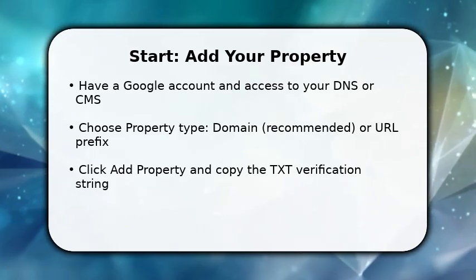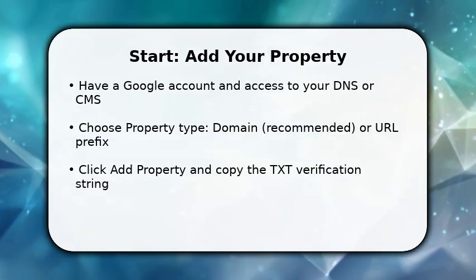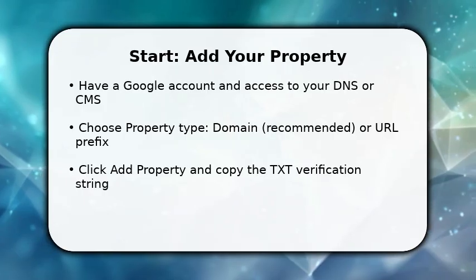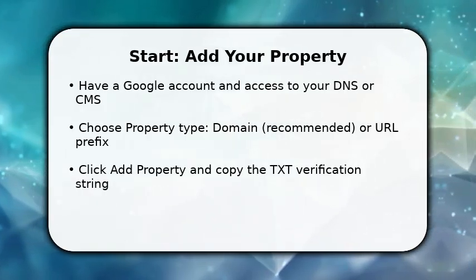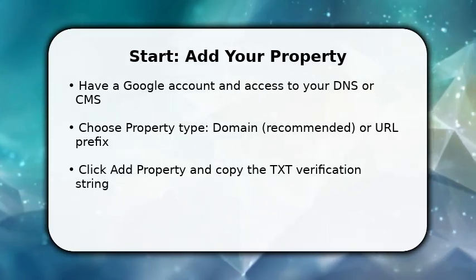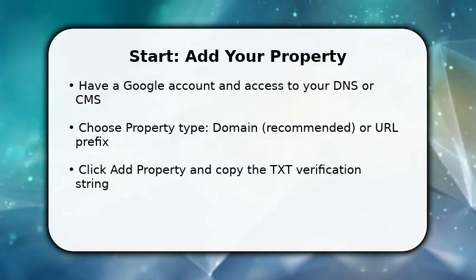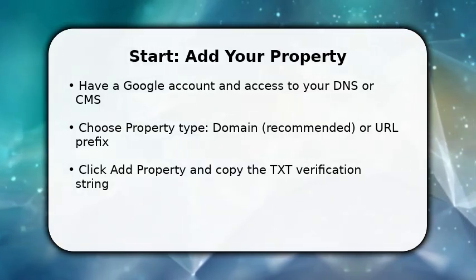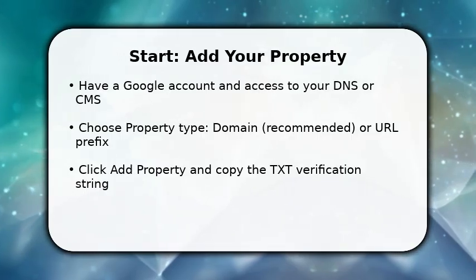You're starting by adding your site to Google Search Console, so open Google Search Console and click Add Property. Choose domain property for full coverage or URL prefix for a specific protocol. I recommend domain when you control DNS. Once chosen, copy the TXT verification value. This proves ownership.